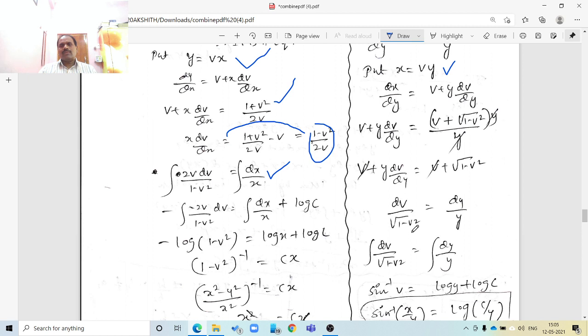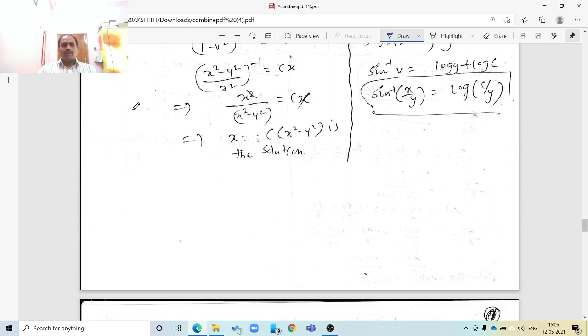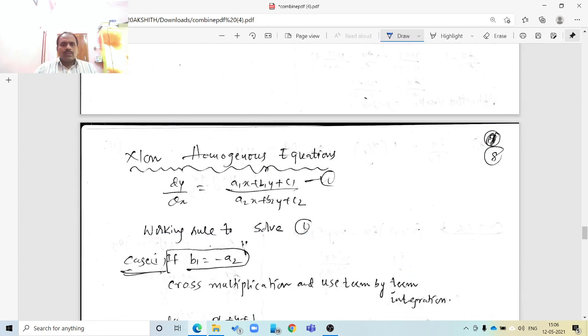Again, it is the variable separable method. dv by root 1 minus v square is equal to dy by y. So after that, you have to take the integration. The integral of 1 by root 1 minus v square is sin inverse v. The integral of 1 by y is log y plus log c. Sin inverse of x by y is equal to log c y. So this is the third one.